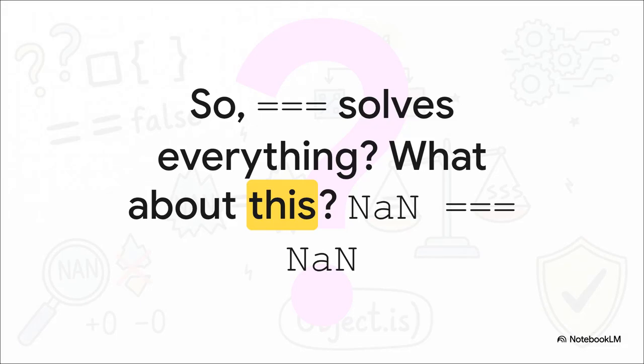Okay, so we're feeling pretty good about our reliable detective, triple equals. Seems like it solves all our problems. But what happens when we introduce a truly unique character into our story? Not a number, or NaN. What do you think this one evaluates to?